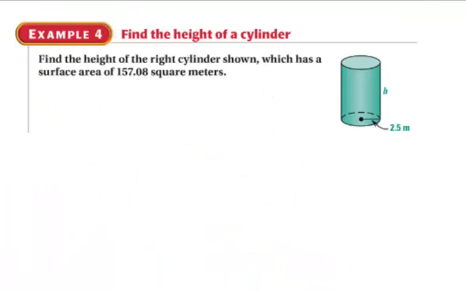Okay, let's do one last example here. The surface area is given to us here, 157.08 square meters. So let's remind ourselves of the formula. Surface area for a cylinder, and this is a cylinder, is 2 pi r squared plus 2 pi rh. And this is what I keep telling you guys in class: write down your formulas, plug in what you know, and then you can solve for what you don't know.